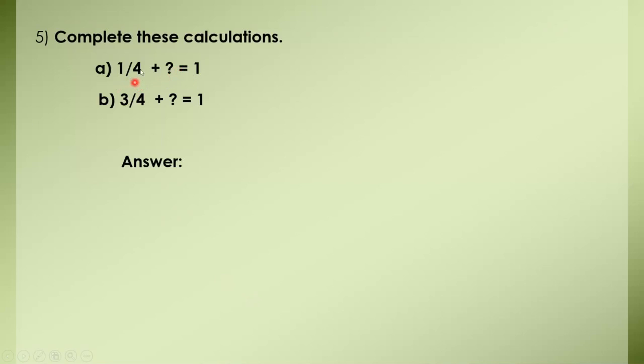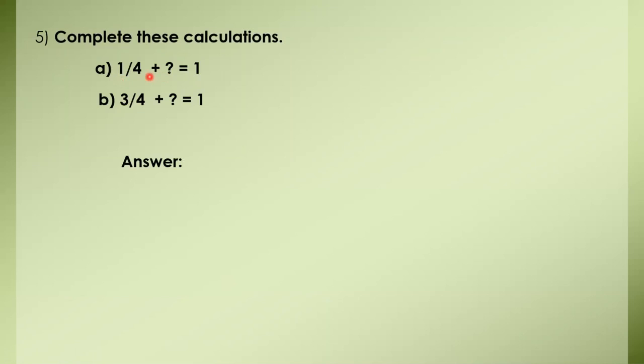So here, in 1 by 4, the numerator is 1 and the denominator is 4. Plus what number gives you 1? Here you have to keep the denominator the same. The denominator is 4, so the missing number's denominator will also be 4. Now, out of 4, how many parts are used? Only one part. So out of 4, what parts are left over? 3 parts are left over.